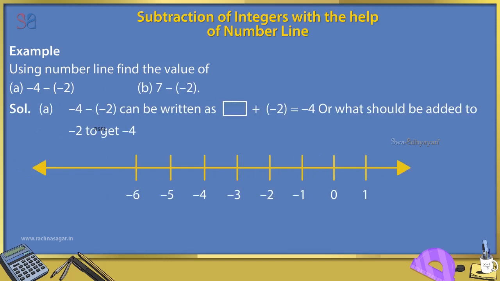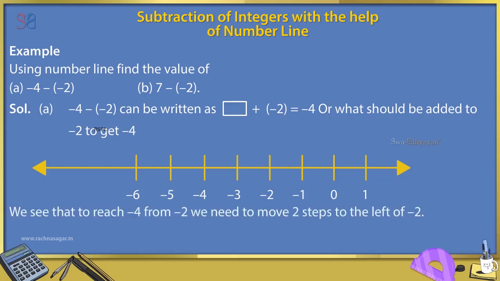Solution. A, -4 minus (-2) can be written as __ plus (-2) is equal to -4. Or, what should be added to -2 to get -4? We can see that to reach -4 from -2, we need to move 2 steps to the left of -2. Therefore, (-2) plus (-2) is equal to -4. Or, -2 is equal to -4 minus (-2).